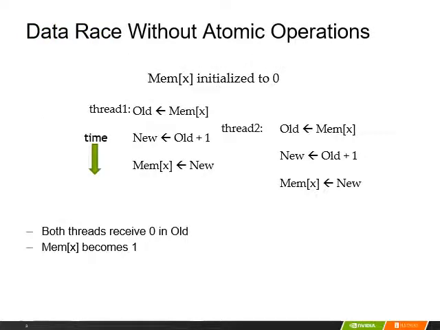This slide reviews the concept of data race. We see that one of the threads starts its read, modify, write sequence, and another thread starts its read, modify, write sequence before the first thread has the chance to complete its sequence. As a result, both threads receive 0 value in their old variables, and the value of memory location X becomes 1 after the entire sequence. And this is a bad outcome.